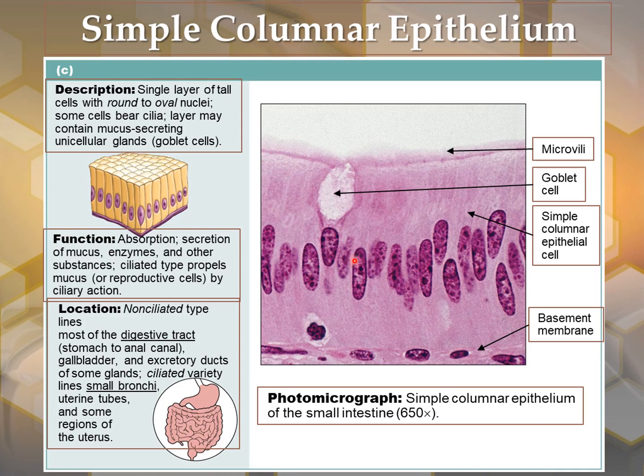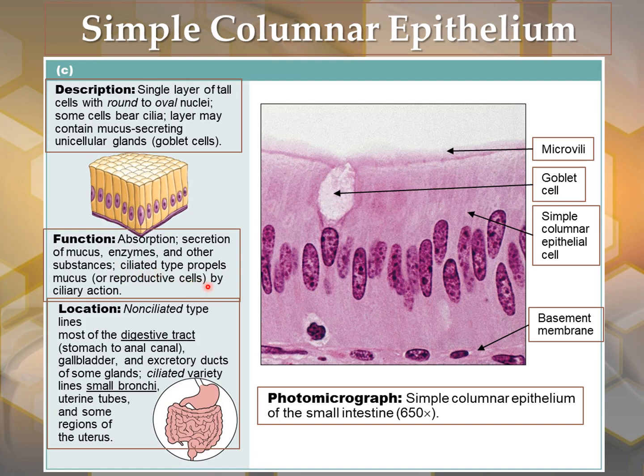Okay, and if you notice, the nuclei are a little bit different as well. They're not as spherical, they're a little more elongated, and they may not be right in the center of the cell. They may be a little more basal, meaning a little more toward the bottom of the cell. And these guys are really for absorption as well and secretion. So very similar to our simple cuboidal in terms of function, but again it has some of this cilia that may help propel mucus by the ciliary action. And we'll talk a little bit more about what the ciliary action is in a minute.